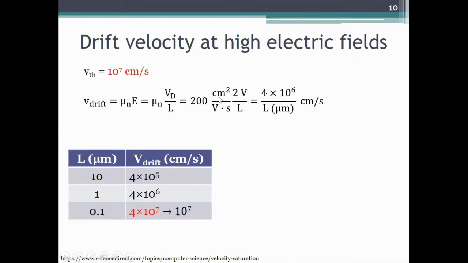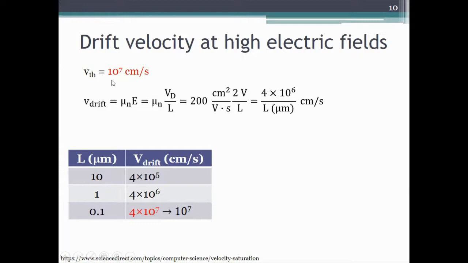So we say, okay, 200, let's say Vd is 2 volts, and then we can write this as 4 times 10 raised to 6 divided by L in micrometers, centimeters per second. You can derive this. This is very straightforward. So the question I am asking is, what happens as L is reduced from 10 micrometers to 0.1 micrometer? We just plug in the L and find the drift velocity. For 10, this is 4 times 10 raised to 5. If we make L equal to 1, this becomes 4 times 10 raised to 6, and it increases by a factor of 10 as the length reduces. If L is 0.1, this equation predicts that the drift velocity will become 4 times 10 raised to 7.